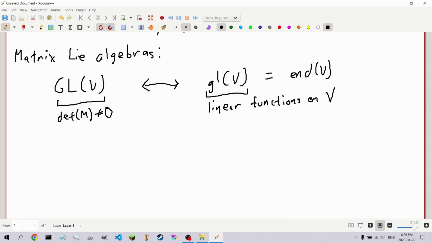Now, the other major case, and I think this is the most important one, is the special linear. As a group, this is the group of matrices on V. I guess I should be specifying the dimension, right, of all this.